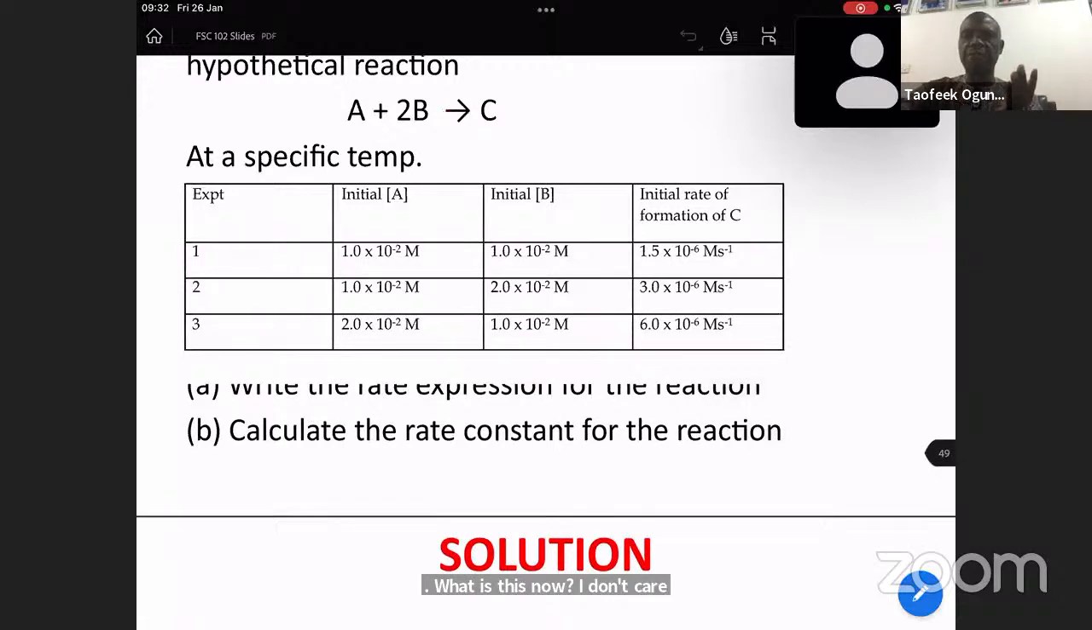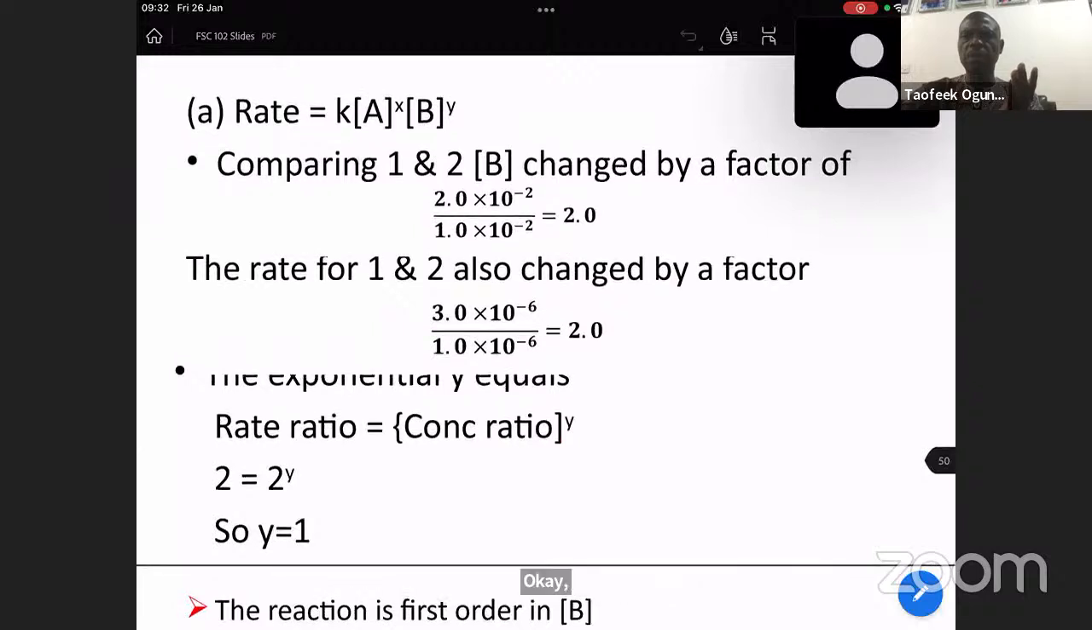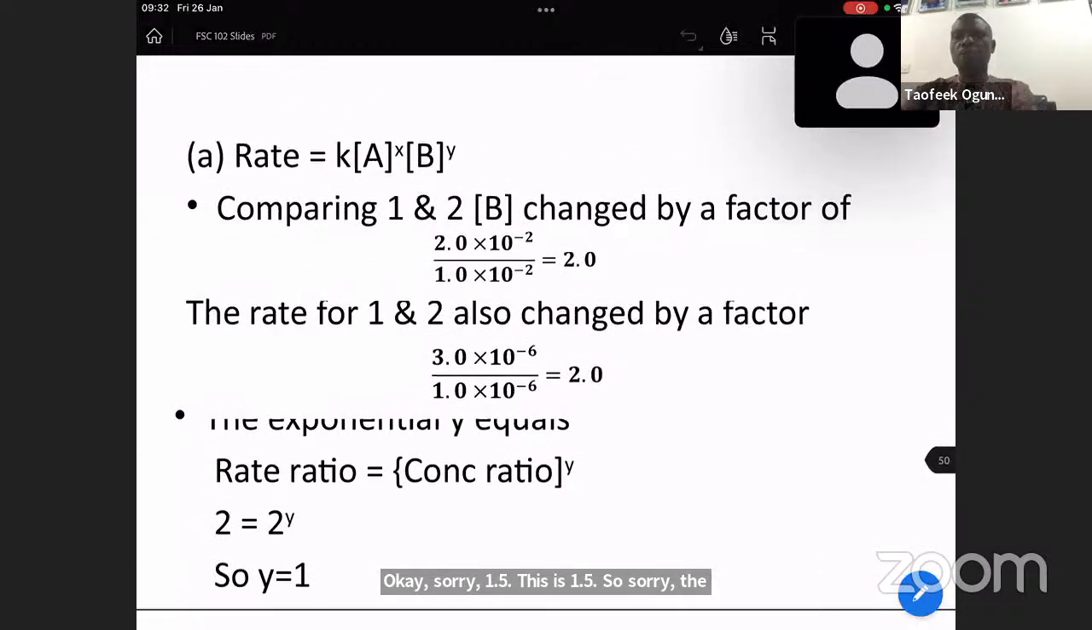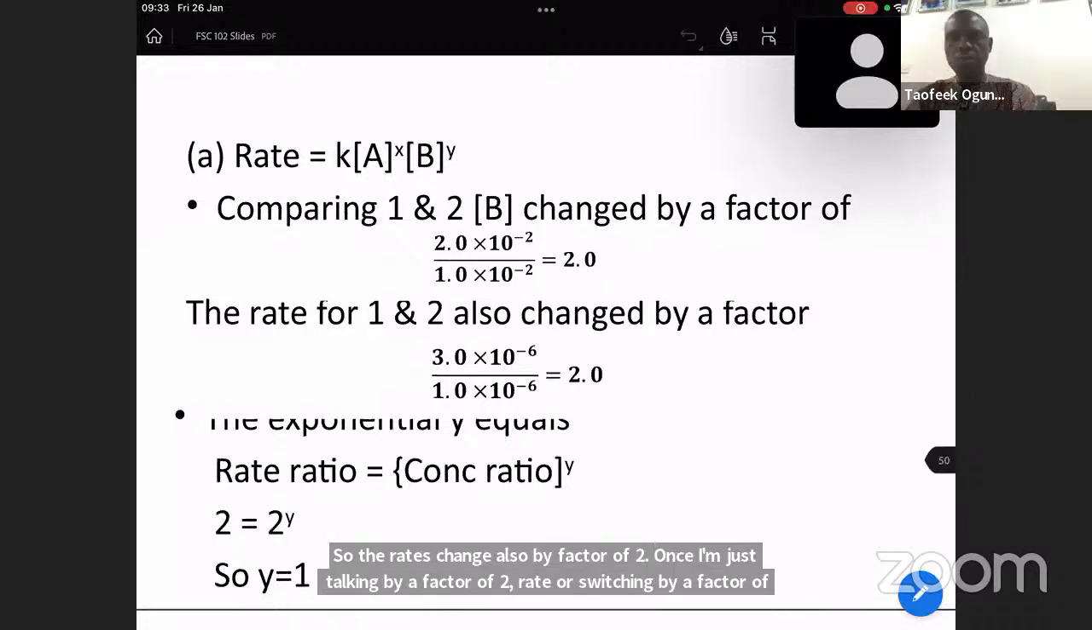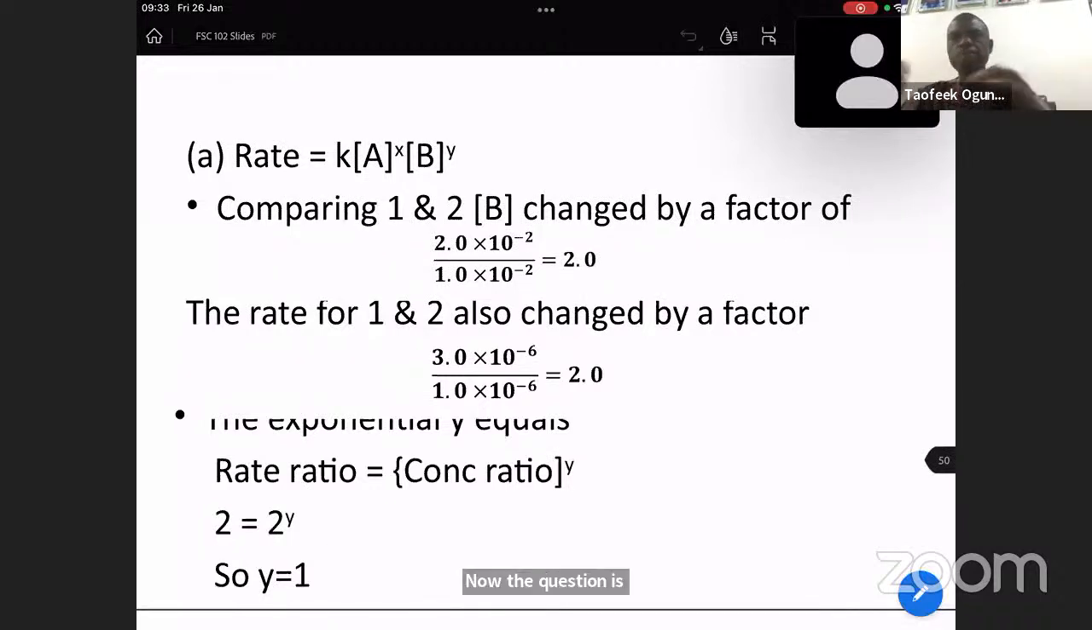Sorry, this is 1.5. There's a mistake here. This should be 1.5, not 1.0. So the rate changed also by a factor of 2. Concentration changed by a factor of 2, rate also changed by a factor of 2. Now, the question is, from that, what is the order of reaction?